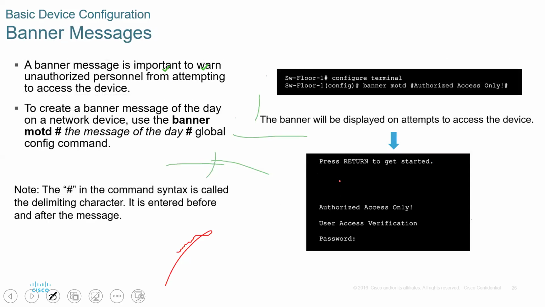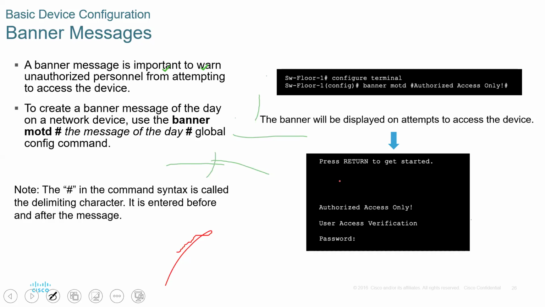Now, there's also what we call the banner message. All these things we are doing are the things you are supposed to do when you are doing the initial configuration, or what we call basic configuration. All right. So the banner message. The banner is important to prevent unauthorized personnel from attempting to access your device. All right. So the banner is very, very important.